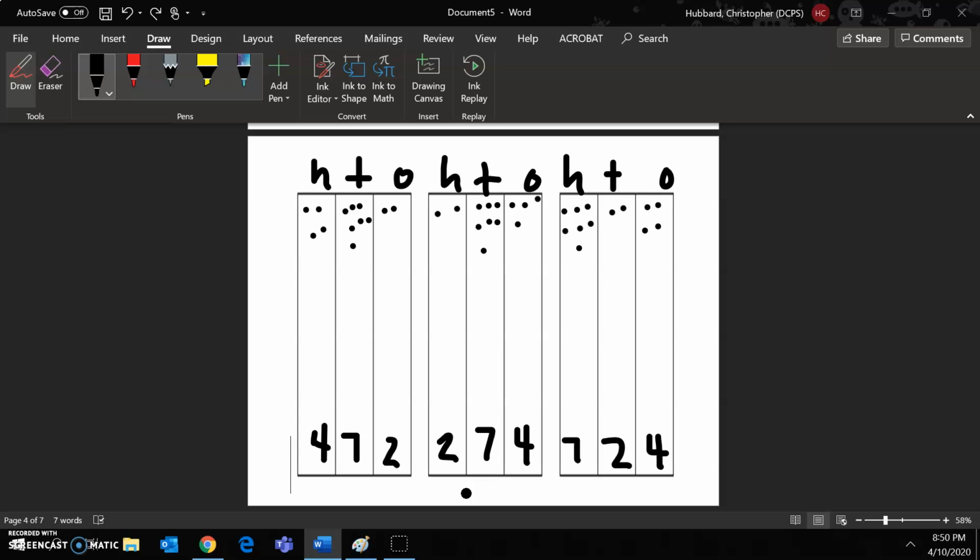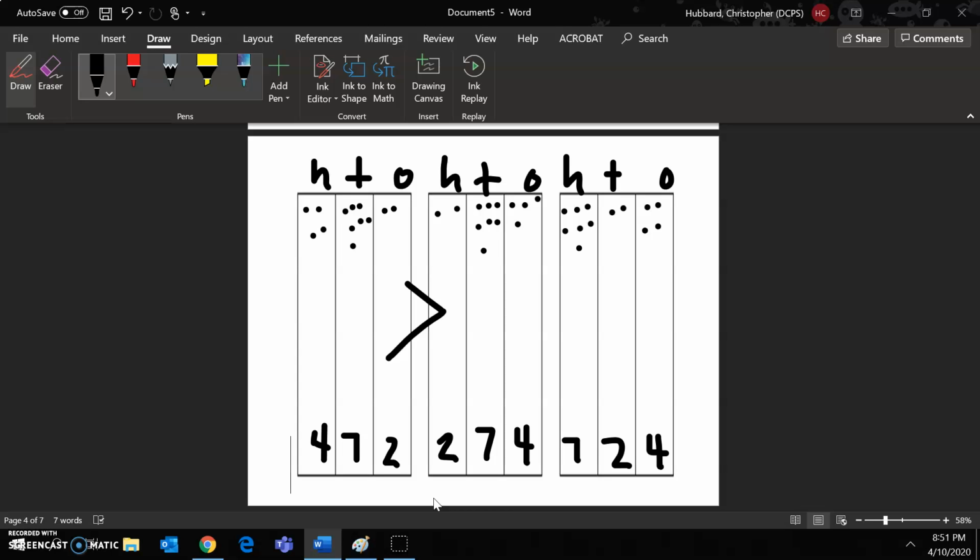All right, so the first number was 472, the second number is 274, and the third number is 724. Looking at these two numbers, which number is greater? If you said 472, you are correct. And you would put this symbol because, like we discussed, the smaller number eats the bigger number.